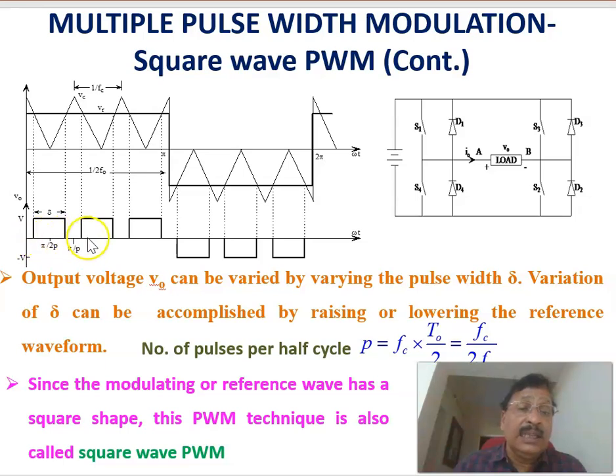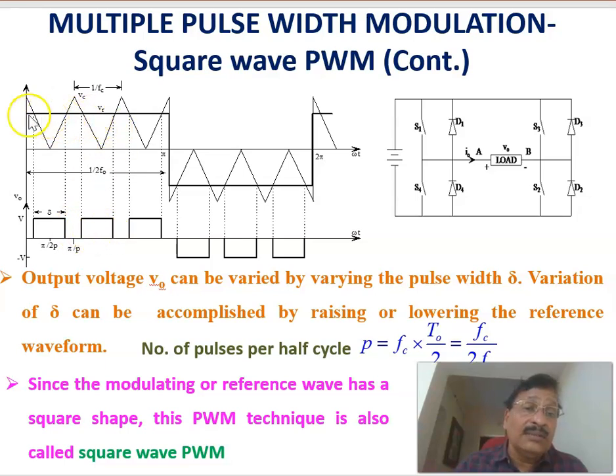Therefore, by changing the pulse width, you can vary the RMS value of the output voltage of the inverter. And variation of delta can be accomplished by raising or lowering the reference signal. Therefore, by varying the height of this reference signal, this width can be changed.